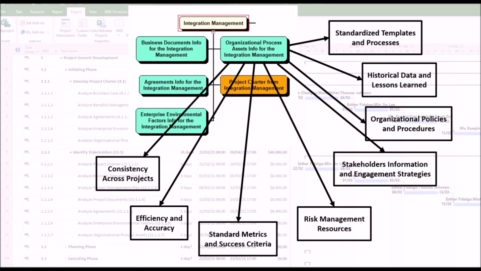8. Consistency across projects. Organizational process assets promote consistency in how projects are initiated and documented across the organization. This consistency helps stakeholders understand and compare projects more easily, fostering better decision-making and resource allocation.